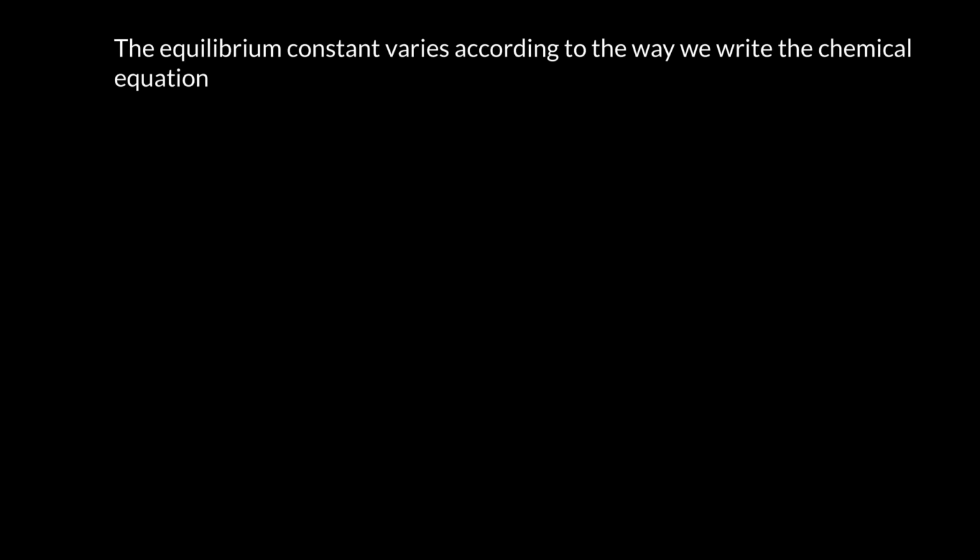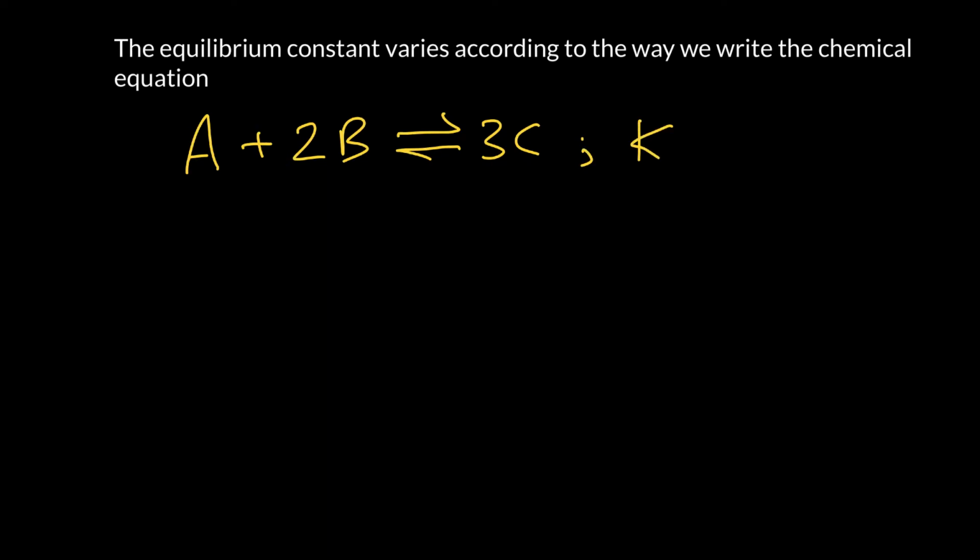Hello and welcome. We're going to look at how the equilibrium constant varies according to the way we write the chemical equilibrium. It's always very important to have the chemical equilibrium written out before you can make sense of an equilibrium constant. For instance, imagine we've got a reaction A plus 2B in equilibrium with 3C. We can write an equilibrium constant, Kc, and that would be the concentration of C cubed over the concentration of A times the concentration of B squared.